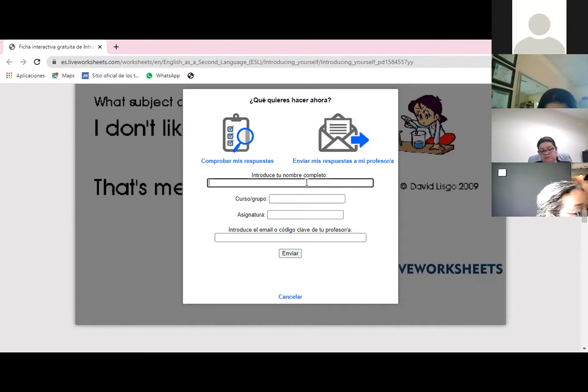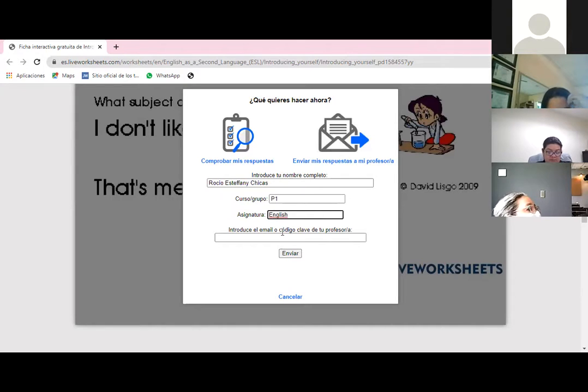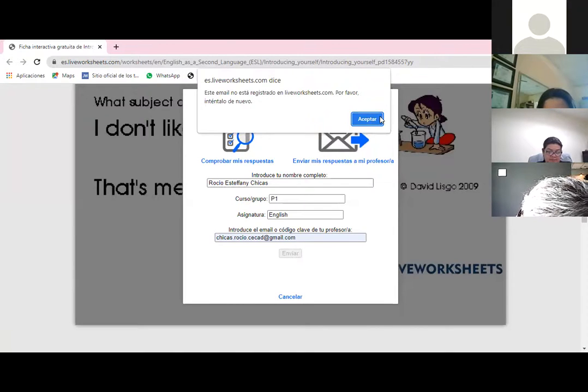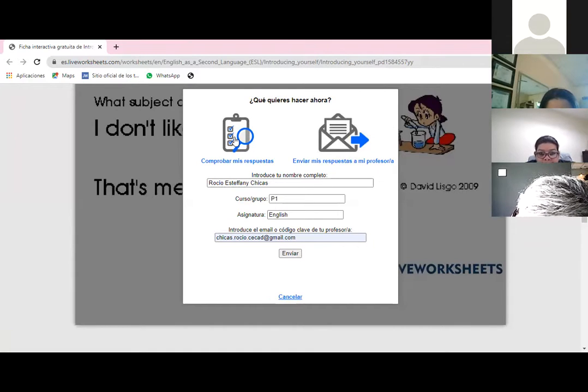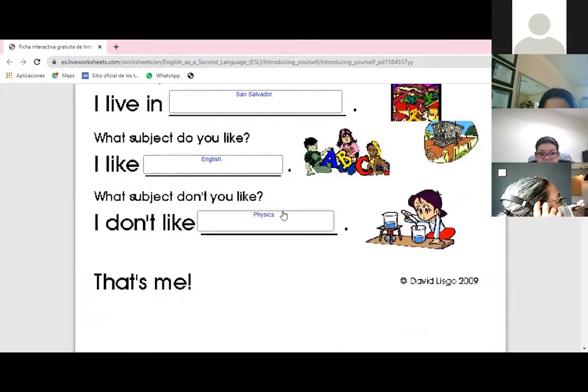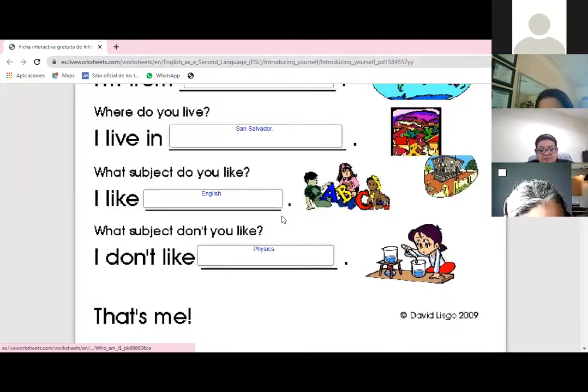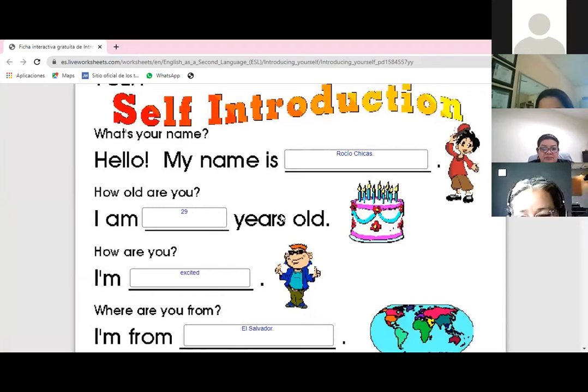Entonces escribe usted su nombre. Por ejemplo, yo voy a escribir, vea, Rocío, Stephanie, chicas. Curso o grupo, ustedes pónganle P1, asignatura, English. El email sería este, miren, chicas.rocio.secat@gmail.com and then send, enviar. Ah, bueno, entonces dice que no está registrado. Entonces lo olvidamos, solo vamos a poner aquí comprobar respuestas, nada más. Vaya, solo le dan comprobar respuestas, le toman una captura de pantalla y me lo envían al WhatsApp. Okay. Porque no está ahí mi correo.